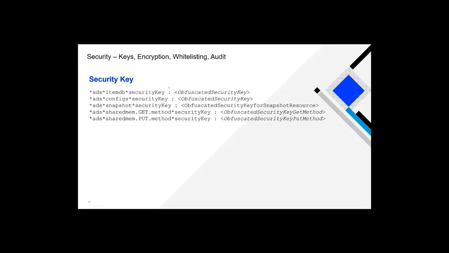And it's pretty flexible because I can go with different security key for each REST resources. For example, I can use one key for the itemDB resource, and I can use a different key for the configuration resources. Or I can even have a different key for get and put method. It's pretty flexible. So this is how I specify the security key in the URI.